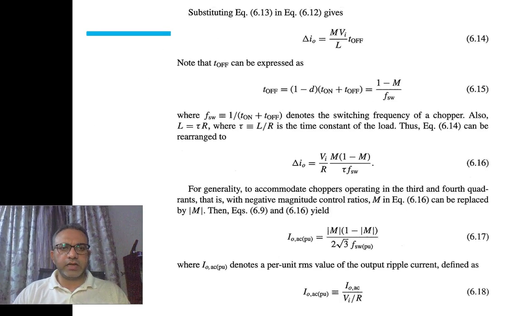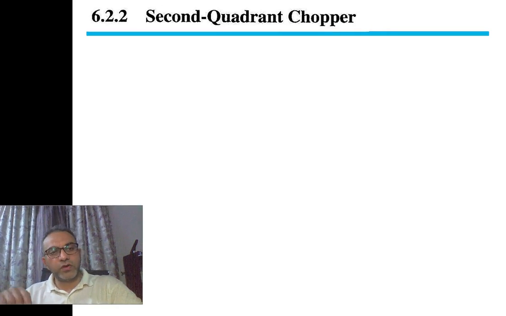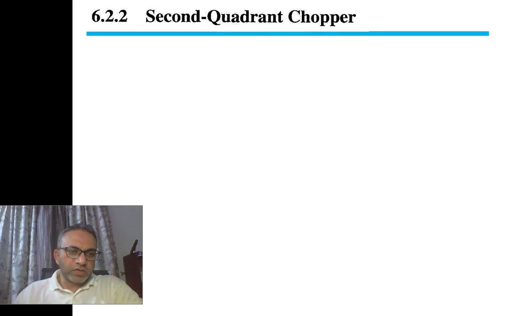The next slide is the new article, article 6.2.2. It is the operation of our universal DC-DC converter in the second quadrant. And in this quadrant, or in this mode, we will now understand how current flows from the motor to the source.